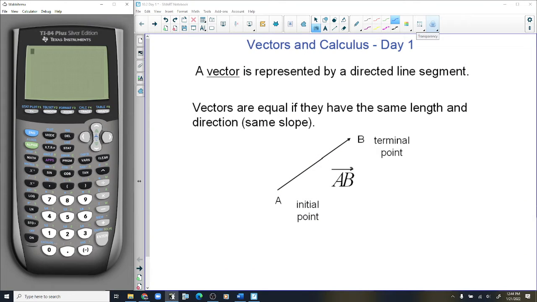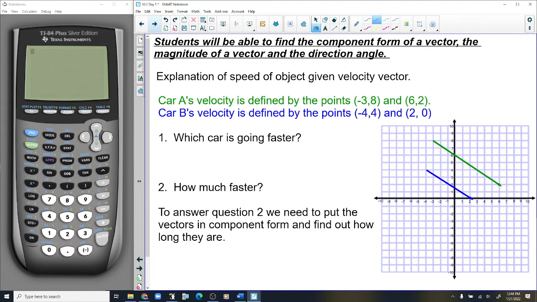Vectors and Calculus, Day 1. A vector is represented by a directed line segment. Vectors are equal if they have the same length and direction, in other words, the same slope. So we have, this is the tail, that's the head, and we have an initial point and a terminal point. So a vector has a direction and has magnitude. It doesn't have location though.